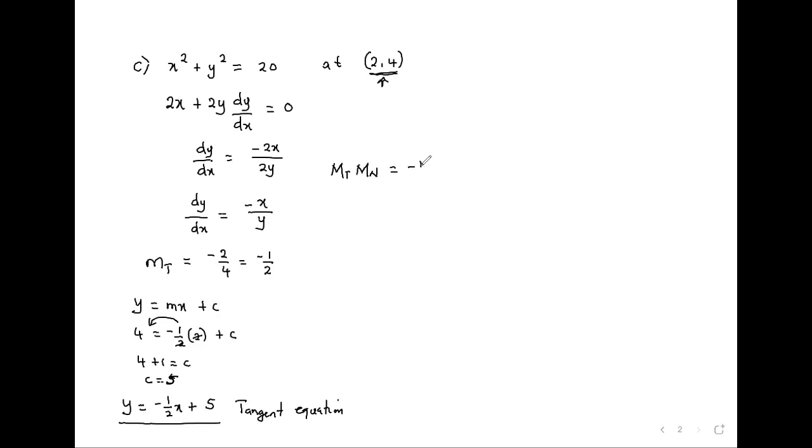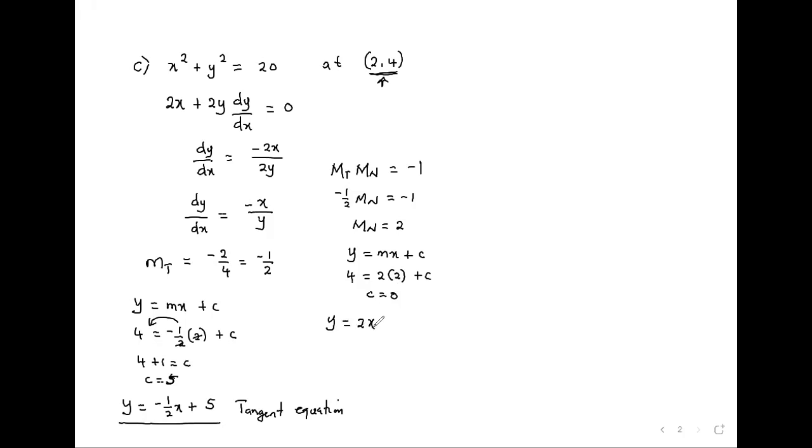And then we said m normal is -1 over m tangent. Now we already have -1/2, so m normal is equal to +2. So we have y is equal to mx plus c. y is 4, m is 2, x is 2, plus c. This is 4 minus 4, so c is equal to 0. And so m normal is 2 and c is 0, so we have y is equal to 2x.